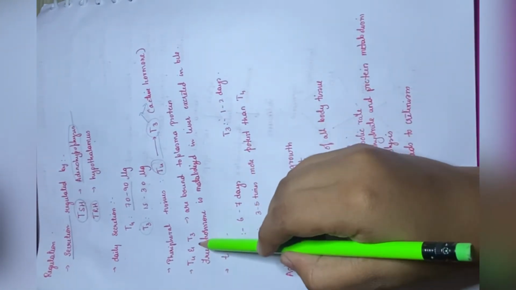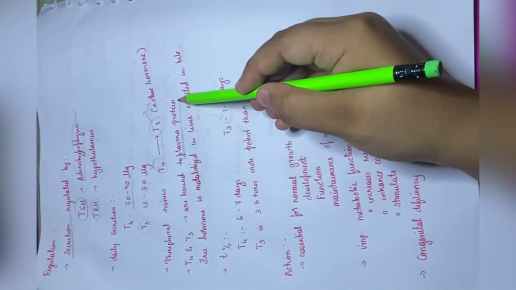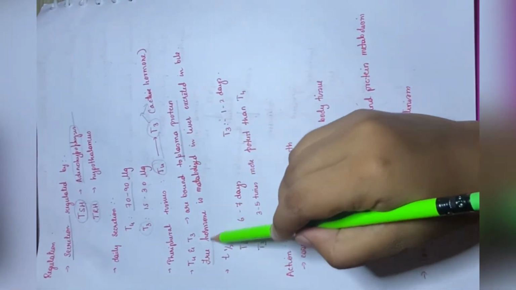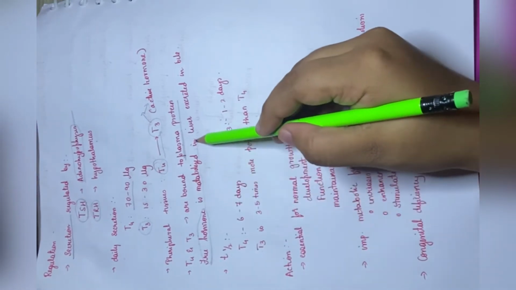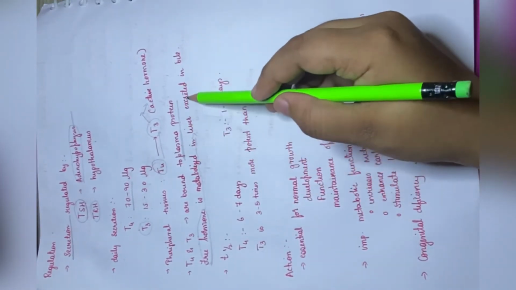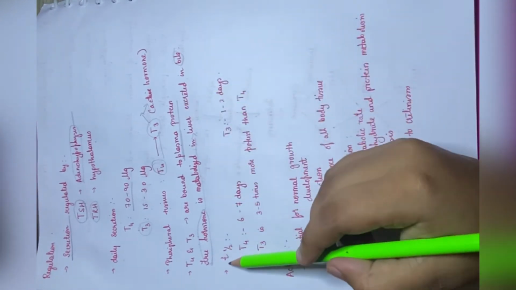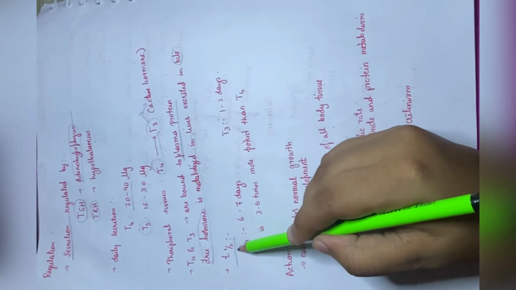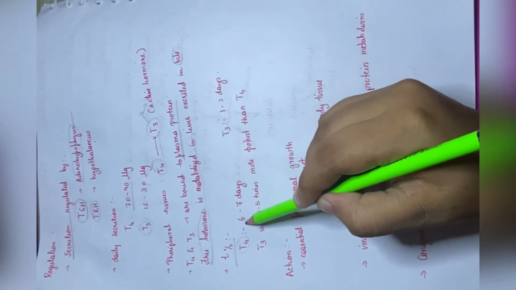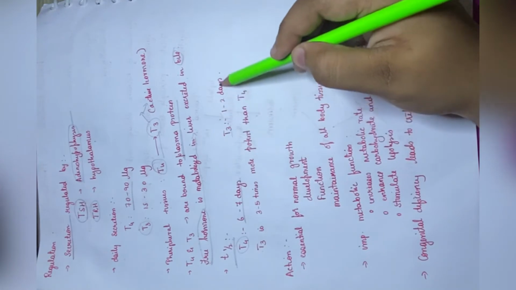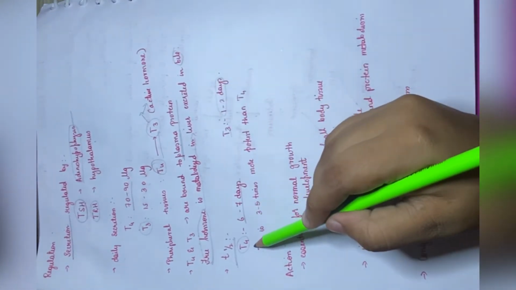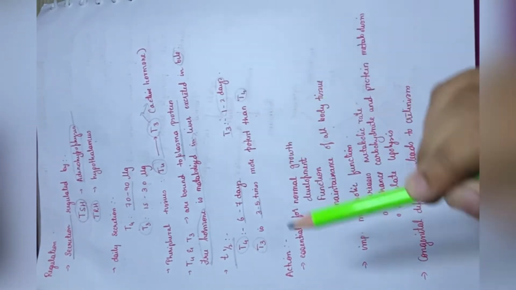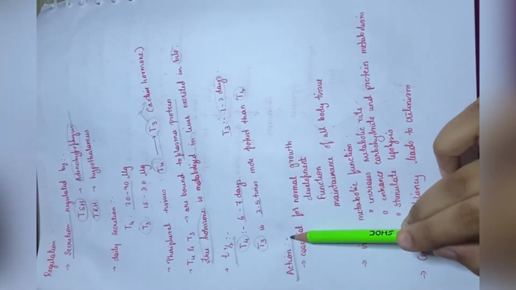Now T3 and T4 are bound to plasma protein. If they are not bound to plasma protein and are free hormone, they are transported into the liver, metabolized and excreted in the bile. Now if we look at the half-life of each hormone, T4's half-life is about 6 to 7 days, whereas T3's is only 1 to 2 days. But T3 is 3 to 5 times more potent than T4. Now we will see the action.